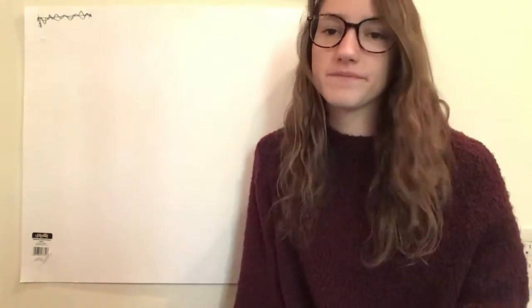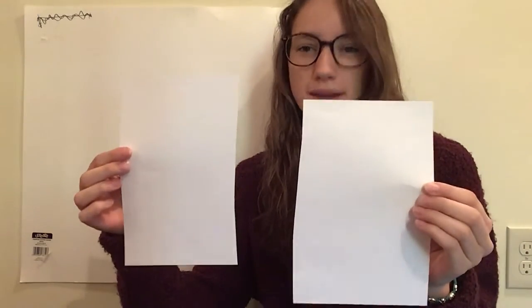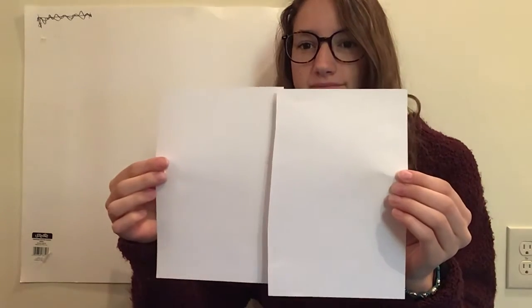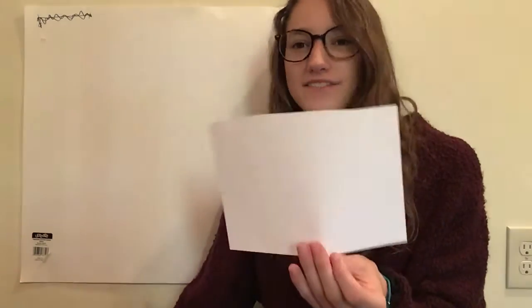So now we have two. Thinking back to what we've been talking about with fractions, what would these two papers represent? Okay, so it would represent 1/2. So each half, you have each half, and when you put them together, it makes a whole. Okay, good job.